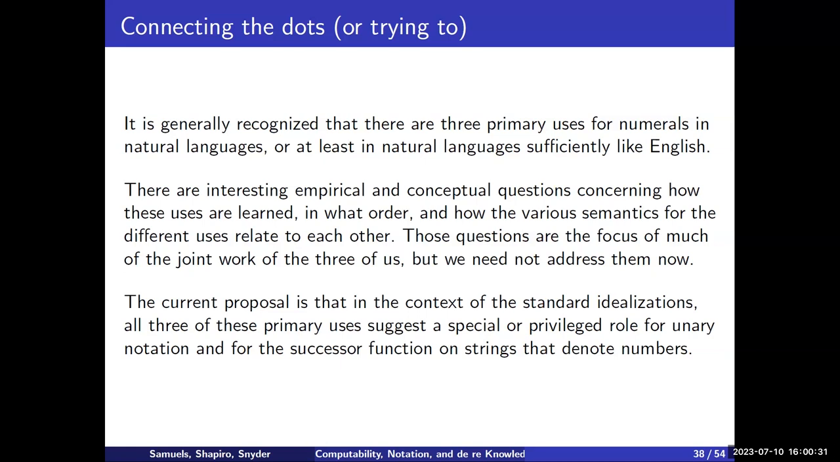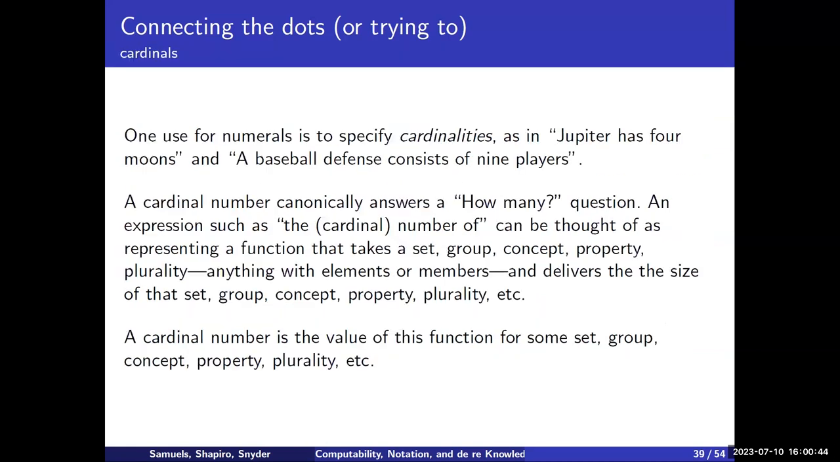The current proposal is that in the context of the standard idealizations, all three of these primary uses suggest a special or privileged role for unary notation and for the successor function on strings that denote numbers. One use for numerals is to express cardinalities, as in Jupiter has four moons, or a baseball defense consists of nine players. A cardinal number canonically answers a how many question. An expression such as the cardinal number of can be thought of as representing a function that takes a set, a group, a concept, a plurality, anything with elements or members, and delivers the size of that set, group, concept, property, or plurality. A cardinal number is the value of this function for some such set.